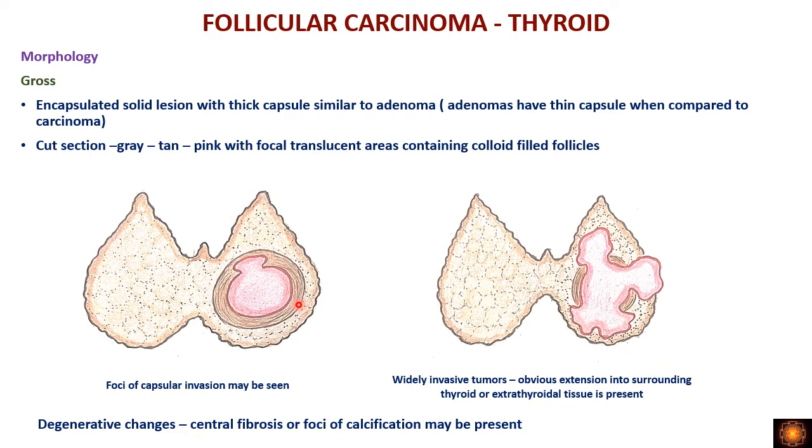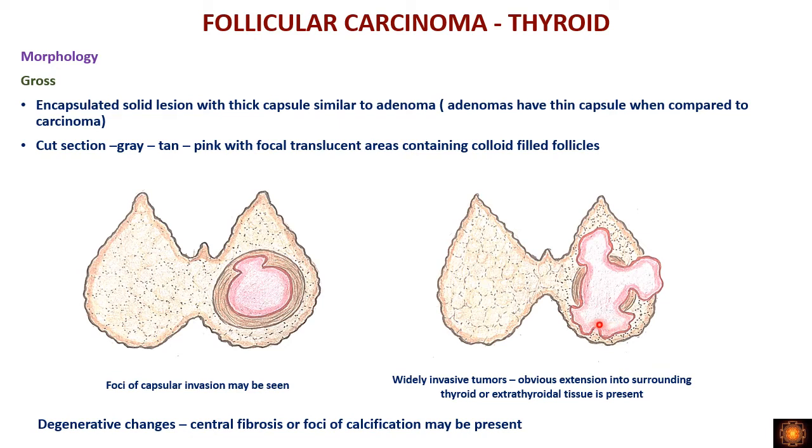Usually in the adenomas we have a thin capsule, and sometimes you can make out the infiltration also. You can have a small infiltration of the tumor cells into the capsule, and when we see this encapsulated lesion, it will usually be minimally invasive, and sometimes we find a lesion which is widely invasive into the parenchyma or into the adjacent soft tissues also.